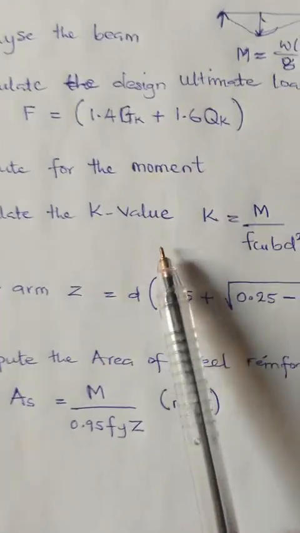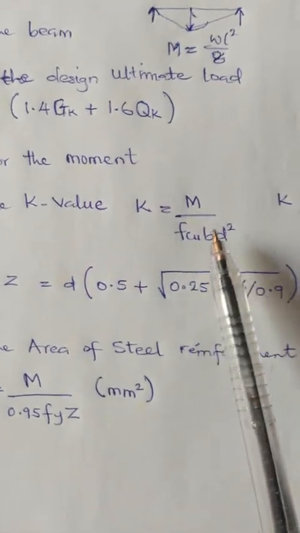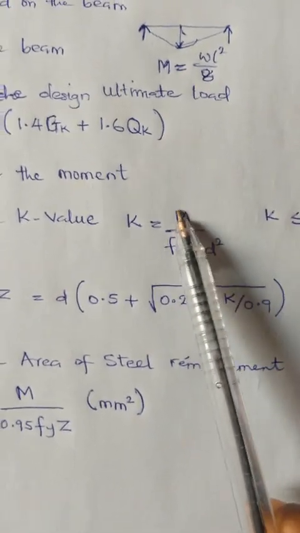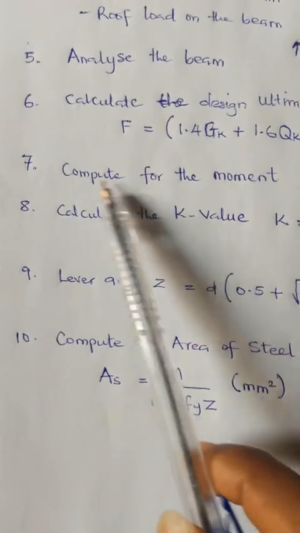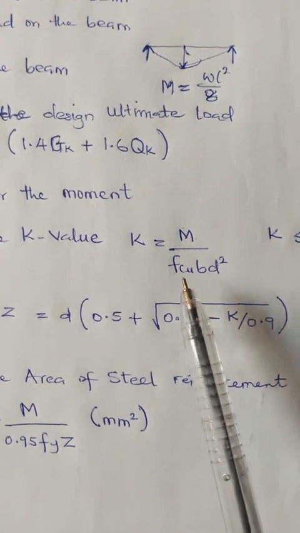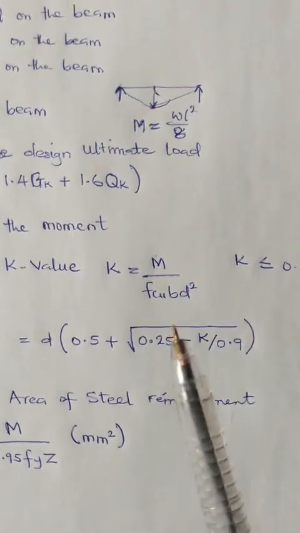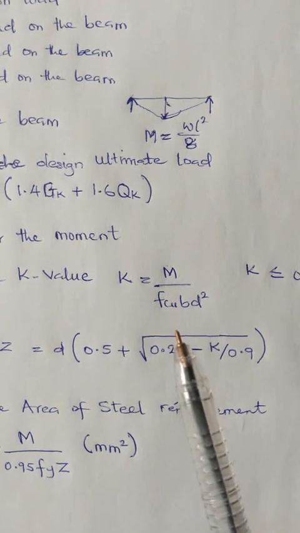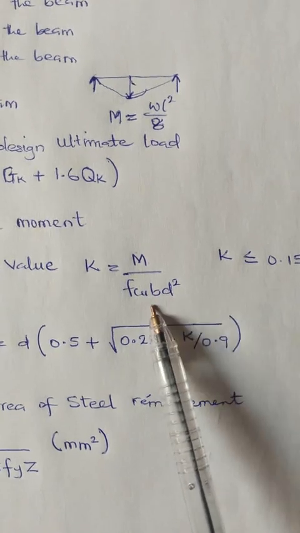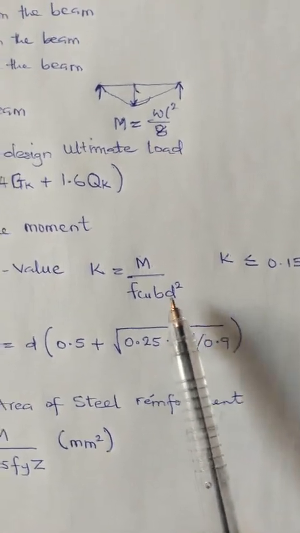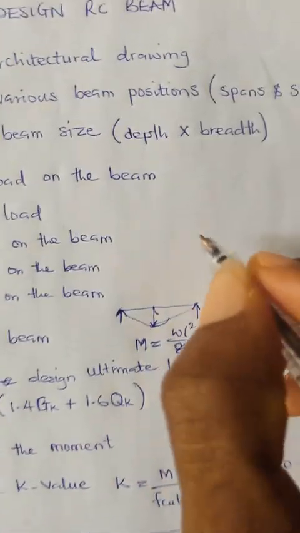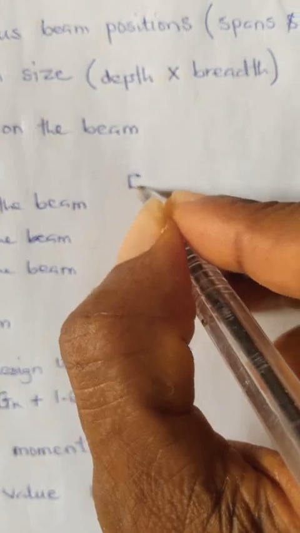Now calculate the K value. K is equal to M divided by fcu b d squared. This moment is what you get from step 7. You substitute it here. Then fcu is the characteristic strength of concrete, which you must have considered during the design. Then b d squared, where b is the breadth and d is the effective depth. But before you get to this point, you have to compute the effective depth.